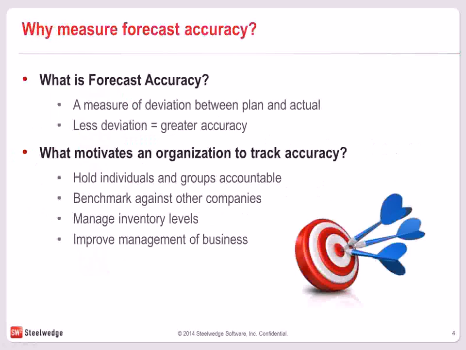Let's talk about what the reasons are, or what motivates an organization to track accuracy. Why even put in the effort to look at what happened in the past? Well, one motivation would be to hold individuals or groups accountable for this. Make sure that they feel that this is something that's important, that by tracking it, the company recognizes its importance, and you can use that to reward high performance.